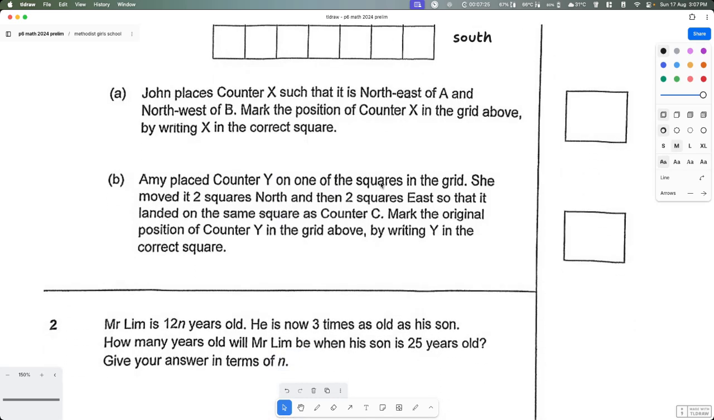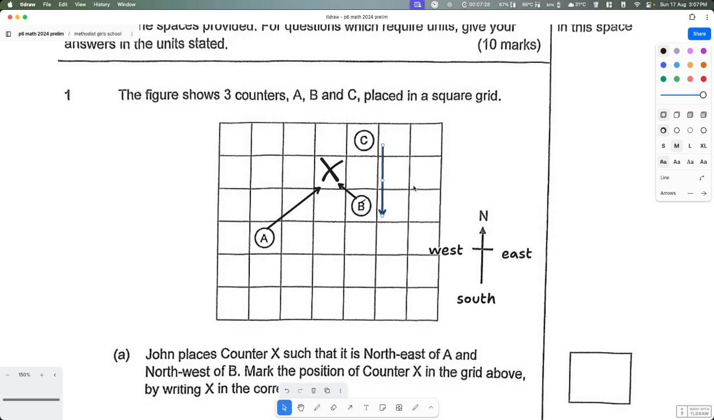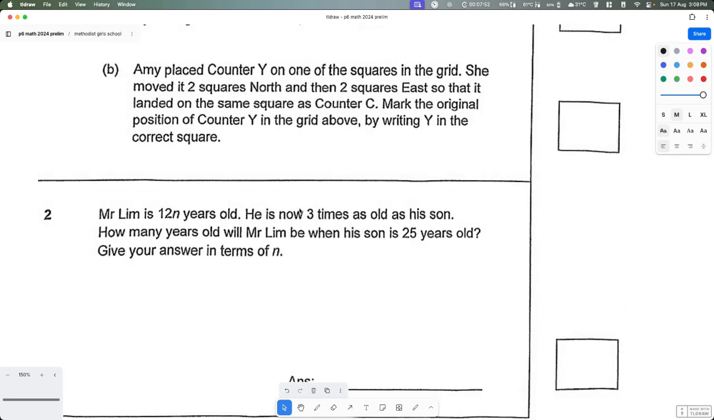And then two squares east. So east, that means go to the west. So two squares east like this. Something like this. So two squares north is 1 and 2, like this. And two squares east is somewhere here. So that means the answer is this. So there you go. That's the answer to both of these questions. Let's move to the next question.